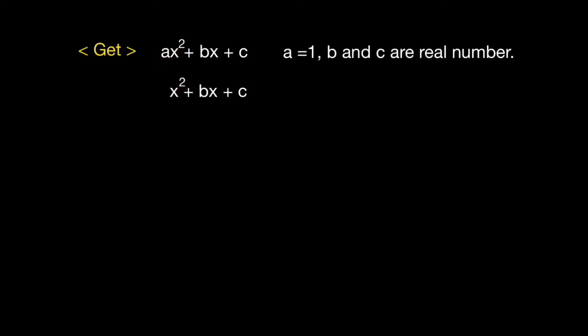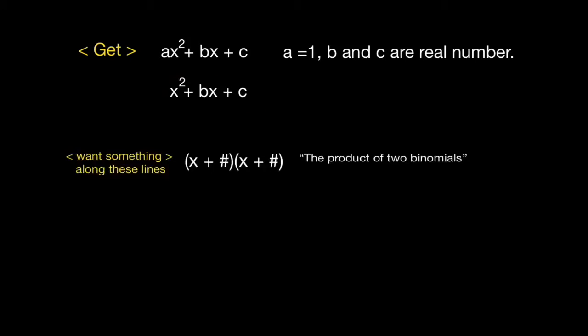The objective of this factoring process is to rewrite this trinomial into the product of two binomials, something along these lines. And to do so, we need to find two numbers that when you multiply them together, they're going to give you the value for c, but if you add them, they will give you the value of b.